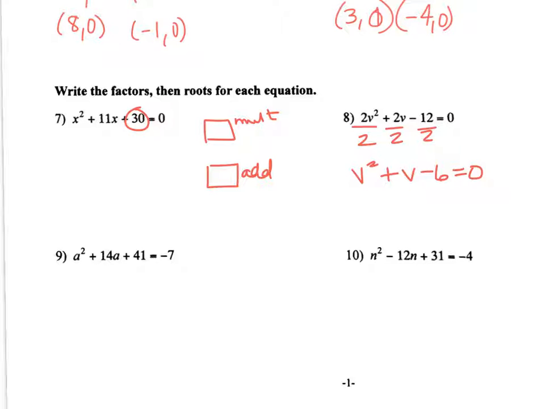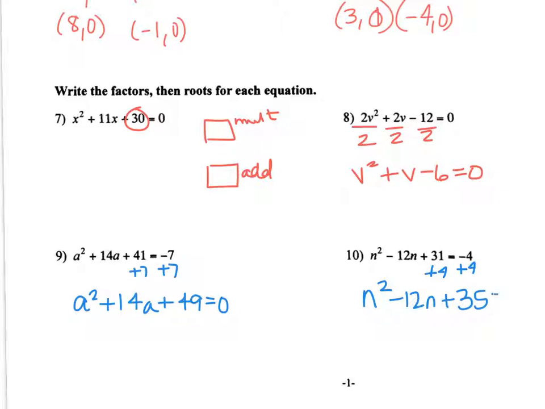On 9 and 10, it has to equal 0 first, so I've got to add 7, which is going to give me a squared plus 14a plus 49 equals 0. And on 10, n squared, if I add 4 to both sides, minus 12n plus 35 equals 0. So now that we've done that, I'm going to pause the video and just go ahead and give you the answers so that you can check and see if you're right.